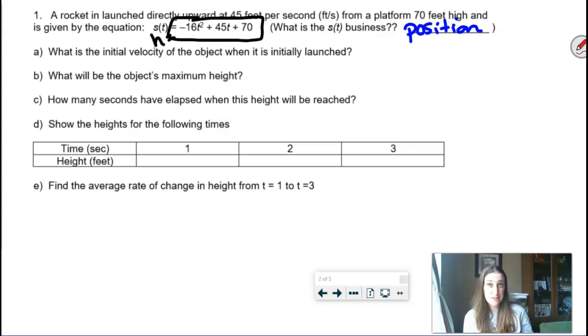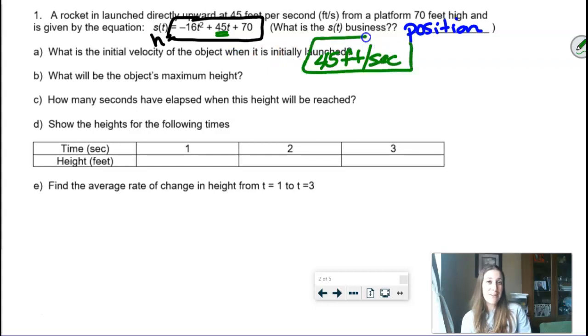First question is just a look and see question. What's the initial velocity? Well, the initial velocity, remember, is the coefficient in front of that middle term, the one that just has the t. So the initial velocity is 45, and I know it's feet because it's got that 16 in front, so feet per second. Remember, velocity is kind of like speed. So like how you measure miles per hour, it's distance versus time.